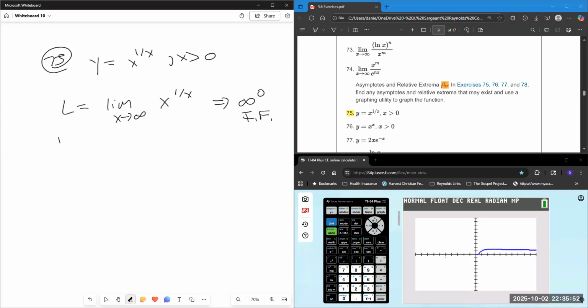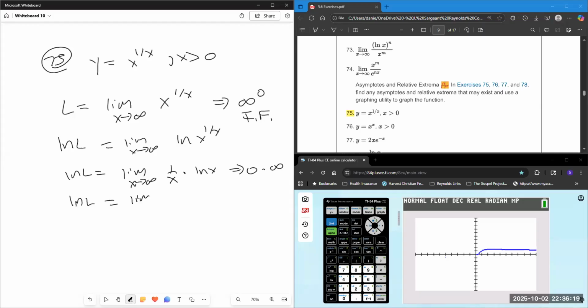And so I'm going to have to take ln of L is equal to the limit as x goes to infinity of ln of x to the 1 over x. So this is ln of L is equal to the limit as x goes to infinity, 1 over x times ln of x. And so this is approaching 0 times infinity, which is not quite right. ln of L is the limit as x goes to infinity of ln of x over x, which is going to infinity over infinity now. That's good. And I can use L'Hopital's rule.